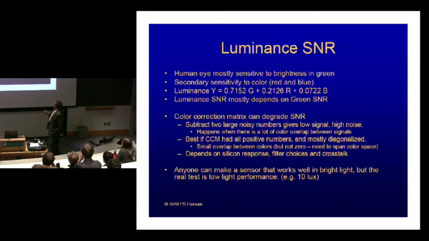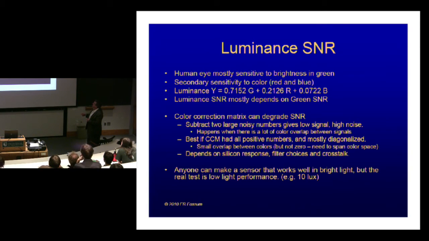Now the human eye is mostly sensitive to brightness and green. That's why we do the sampling twice in the green in the Bayer pattern. And it has only secondary sensitivity to color, red and blue. In fact, the old color TVs used to have very low resolution on your TV screen on the horizontal axis compared to the green or brightness signal. But you never see it because your eye is not sensitive to those frequency responses in red and blue.